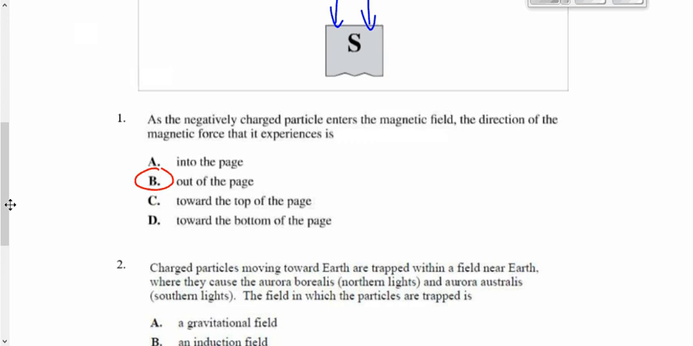Charged particles moving toward Earth are trapped within a field near Earth where they cause the aurora borealis and the aurora australis, which is the northern lights and the southern lights. The field in which the particles are trapped is what? Well, it's not going to be an electric field because there's no electric field to speak of surrounding the Earth. It's not going to be an induction field either. So it's a gravitational field or a magnetic field, because both surround the Earth, right?